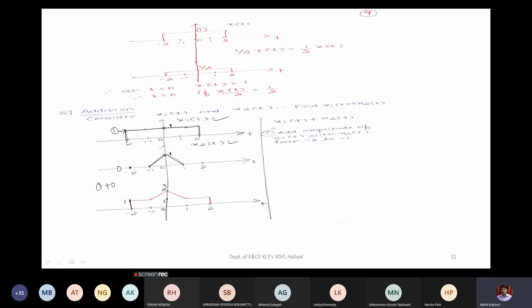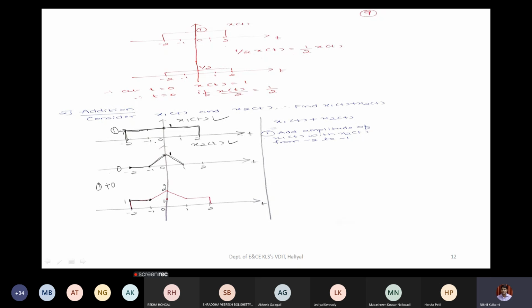Now travel between -2 and -1. If I traverse from -2 to -1, I don't find any signal in x2, it is 0. So it is the same as 1 plus 0, that will be 1 only. At -1, again it is 1 and it is 0, hence it will be 1.